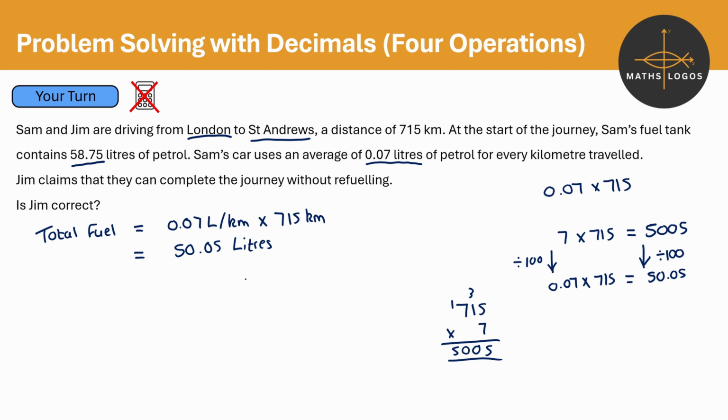With these types of questions, we want to make sure we've actually answered it. We're trying to decide whether the claim that they can complete the journey without refueling is true or not. And if we have a look, they had 58.75 litres in the tank, and it'll only take them 50.05 litres to do the journey. Therefore, they can do it without refueling. They wouldn't have a whole lot left over, but they could. Let's write that mathematically. I can say that 58.75 litres is greater than 50.05 litres. That's the amount they need to do the journey. Therefore, they can complete the journey without refueling.